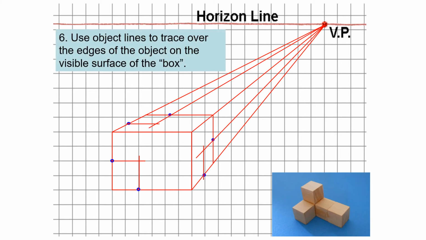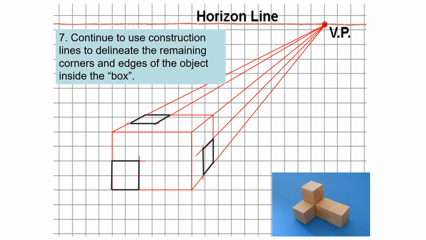It's kind of nice. Use object lines to trace over the edges of the object on the visible surface. So again, they're saying, make your object lines here before you draw more construction lines, because it's about to get really confusing with the amount of construction lines we're going to draw inside the box. Continue to use construction lines to delineate the remaining corners and edges of the box inside the box. So you're just dropping back corners of those edges to the vanishing point, and you could probably tell it's going to get a little cluttered right now with all the construction lines happening.